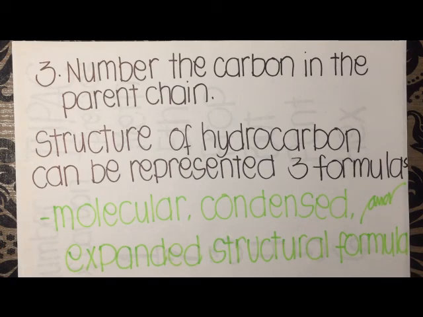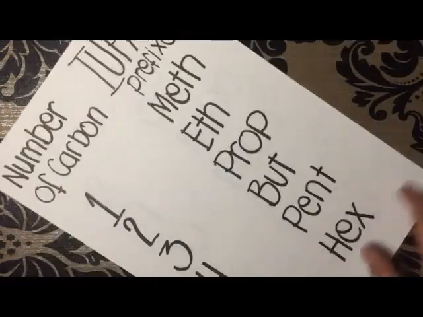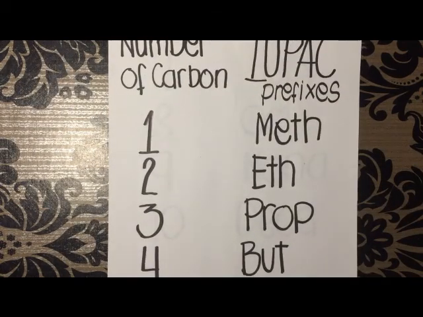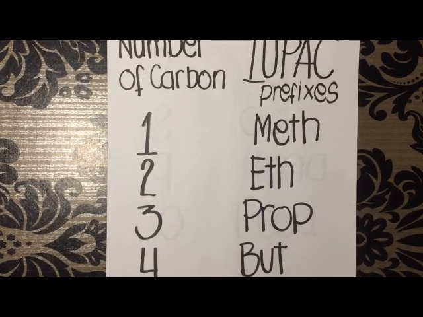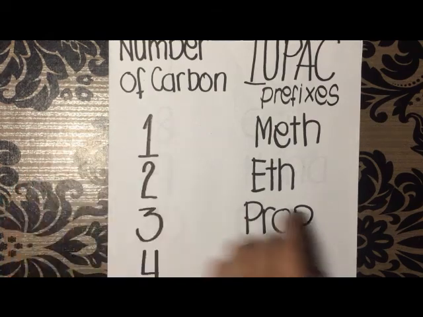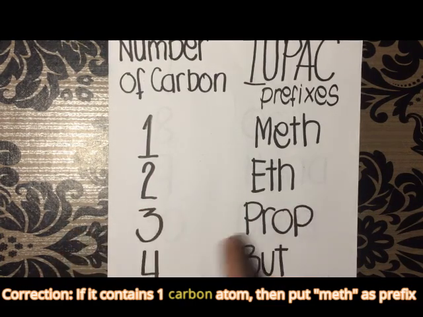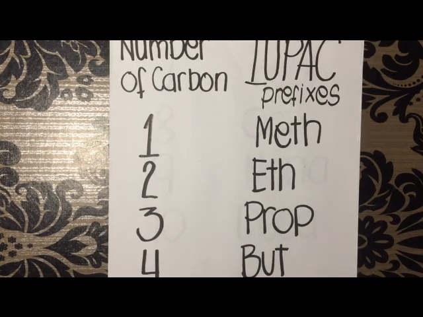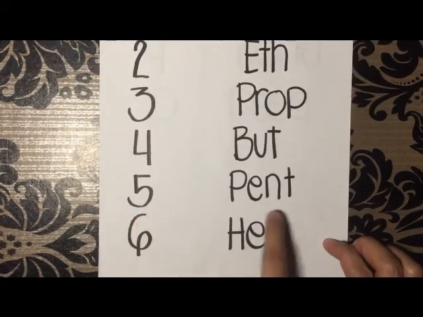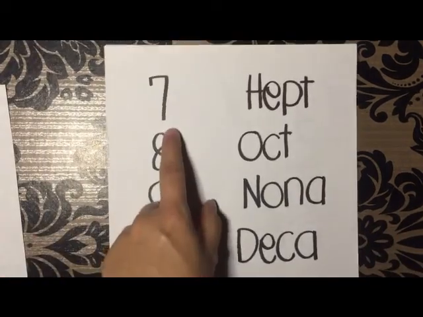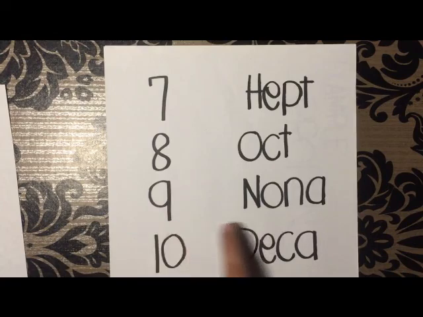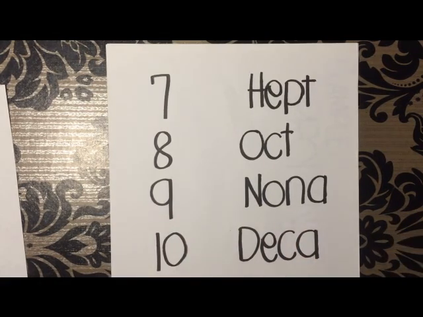Okay? So, structure of hydrocarbon can be represented into 3 formulas or structural formulas. We have, again, molecular, condensed, and expanded structural formula. Now, to do that, you have to remember these IUPAC prefixes, no? So, IUPAC means International Union of Pure and Applied Chemistry. If it contains 1 carbon, ang kanyang prefix ay meth. Okay? So, yun yung ilalagay mo sa unahan ng name ng carbon or parent chain. 2 means eth, 3 means prop, 4 means but, 5 is pent, 6 is hex, 7 hept, 8 oct, 9 non, 10 is dec or deca.